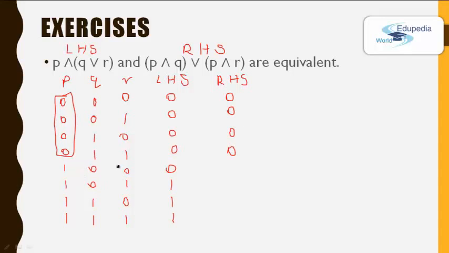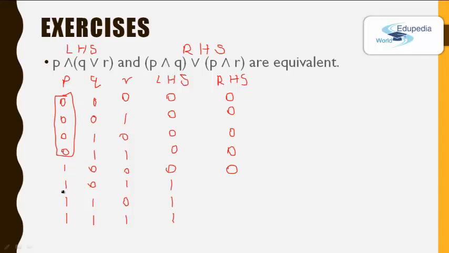And for the next 4 rows, if we consider P and Q, so if we take these 2 rows, the Q is 0, that means this part will become 0. And if we consider P and R, that means when the R becomes 0, the whole part becomes 0. So if we take this row, P and Q is 0 as well as P and R. Therefore the whole expression is 0.